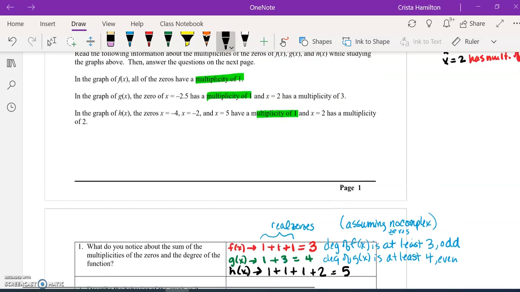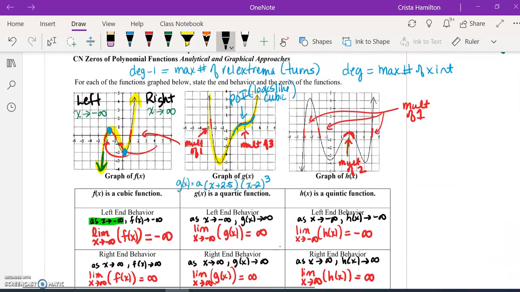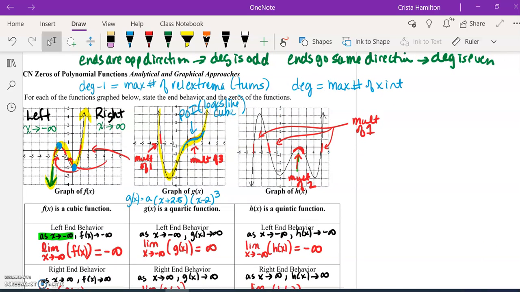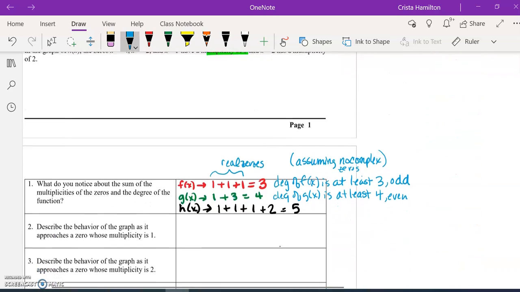All right, so let's take a look at our graph of that one. Let's see what we have going on here. Notice the ends are going in opposite directions, so the 5 makes sense in that it's odd. We count the number of extrema: 1, 2, 3, and 4. Again, the degree minus 1 is the max number of extrema, so 5 makes sense. So we know it's at least 5. And again, that's all assuming that we have no complex zeros on this.